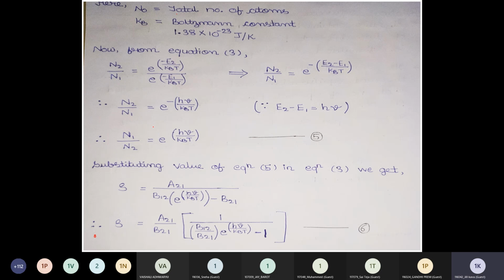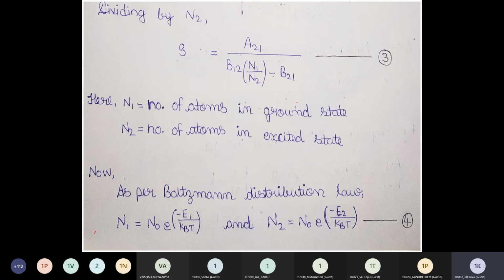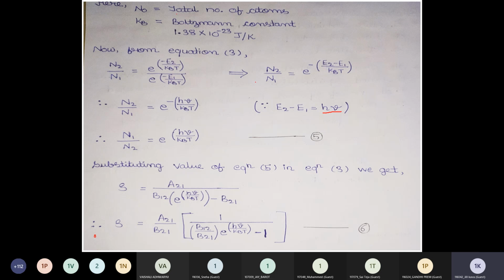Now we have to substitute N1 upon N2, so we take the reciprocal of N2 upon N1. So we are getting a positive power of e, that is e raised to h nu upon kBT. Here E2 minus E1 is the energy which is emitted in the form of a photon, so that is h nu. We can keep E2 minus E1 as h nu, which is shown in equation 5. Now we have to substitute this value in equation 3, the rho equation we saw earlier, in which we substitute the value of N1 upon N2.